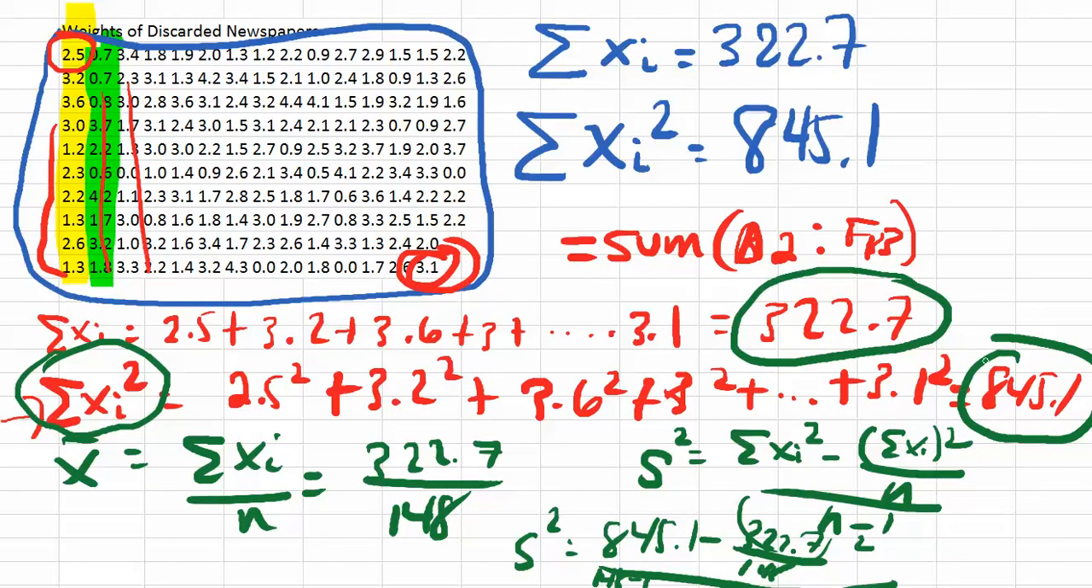That's the only reason. The reason the book just gives you that is to save you time, but that's where it comes from. It's just that adding up all the x's is 322.7, squaring all the x's and then adding them up is 845.1, and then you can continue from there. If you do need those things, we give those to you, sigma x and sigma xi squared, just to speed things up. Hope that helps.